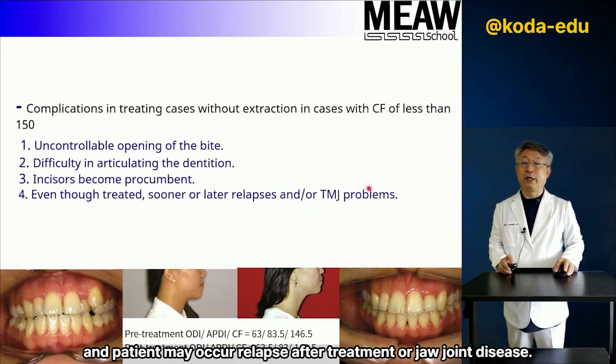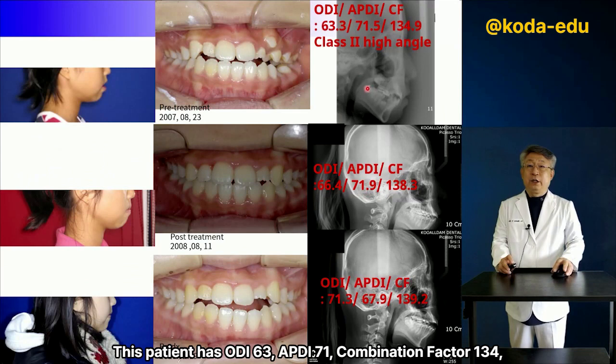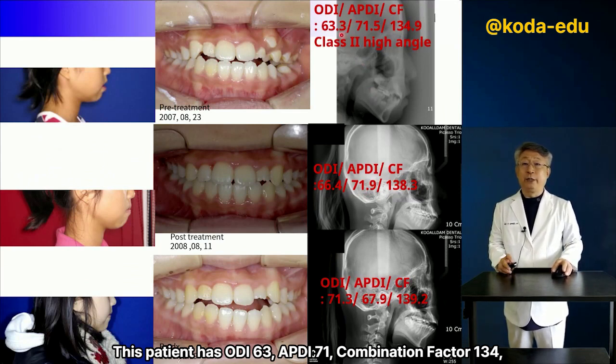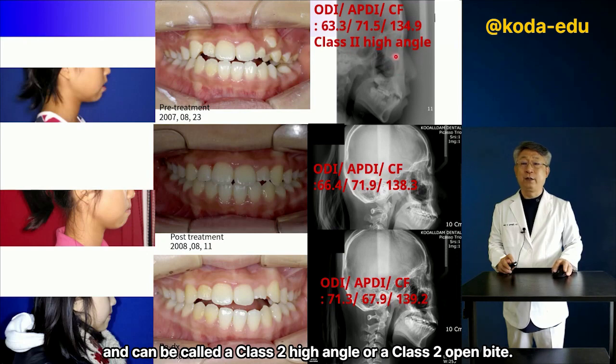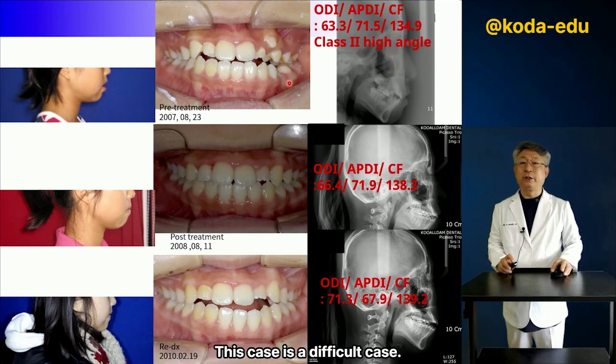There is a high likelihood of temporomandibular joint problems. This patient has ODI 63, APDI 71, and combination factor 134, and can be called a class 2 high angle or a class 2 open bite. This case is a difficult case.